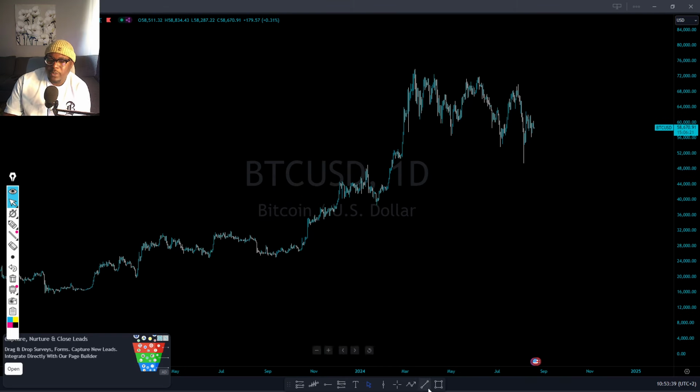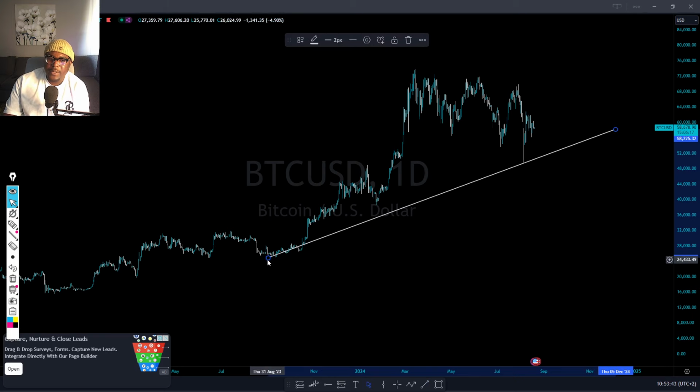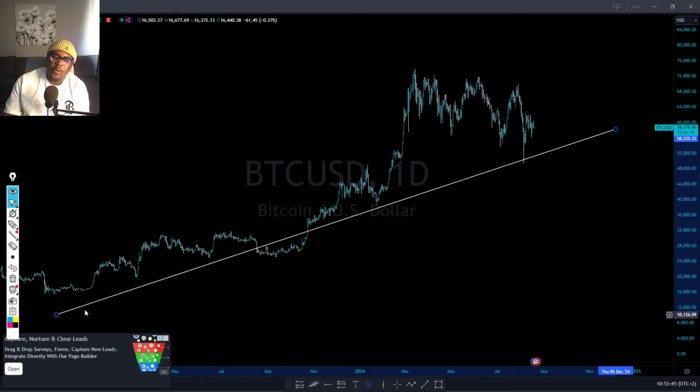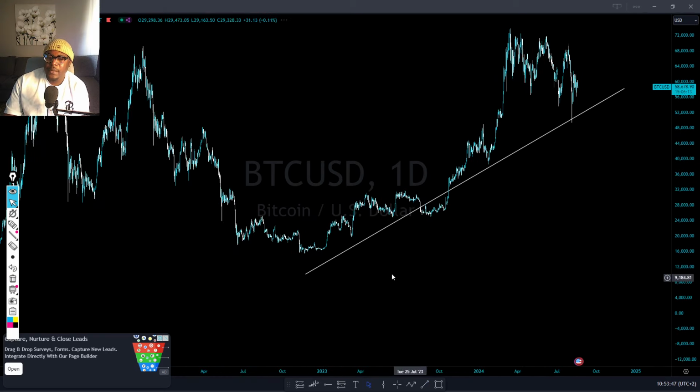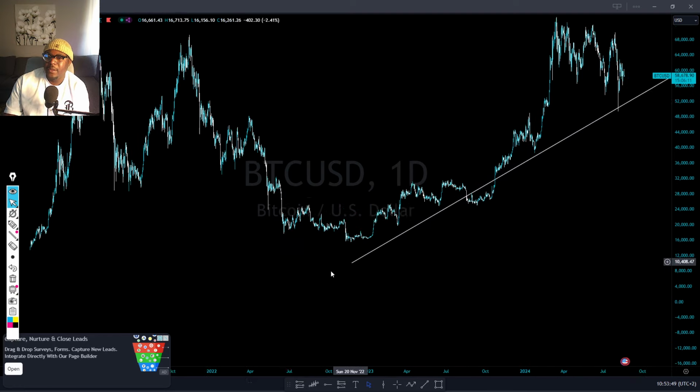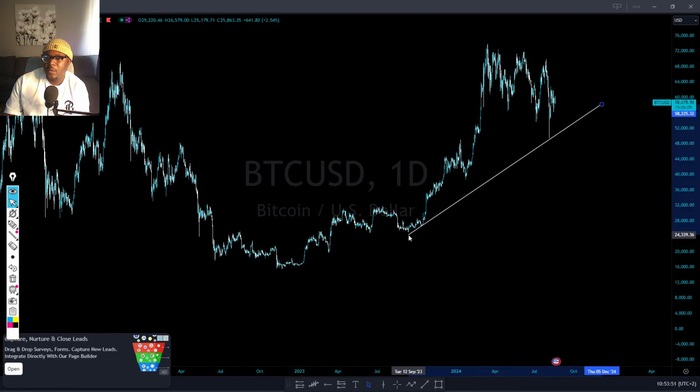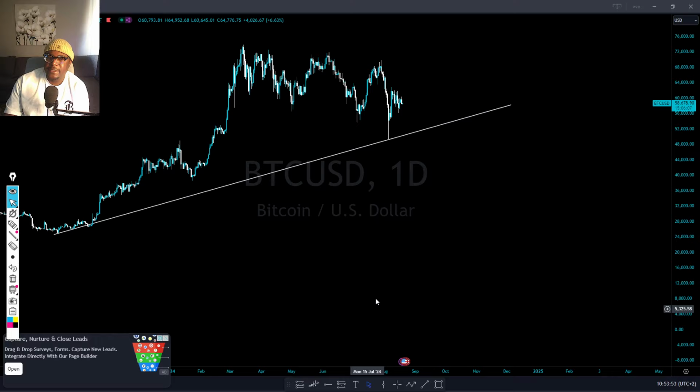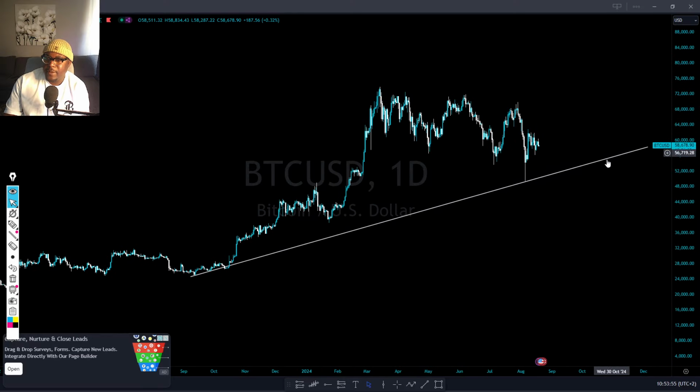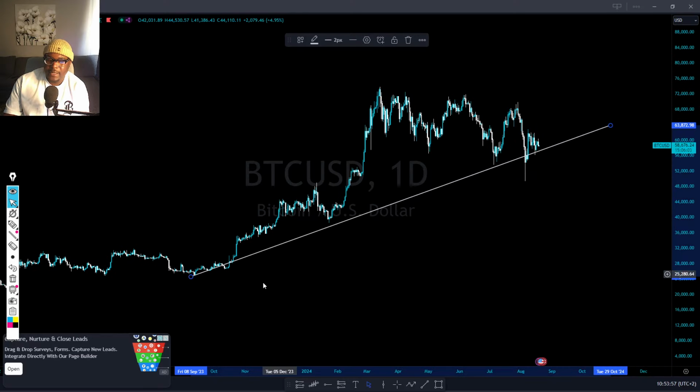So now we are on Bitcoin. What's really happening on Bitcoin? You can easily see that the market has been actually going up for quite some time. It's been seriously pushing up. So what we can do now is quite straightforward. I think the market was coming from this area.